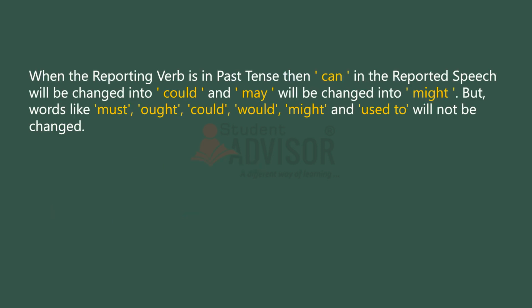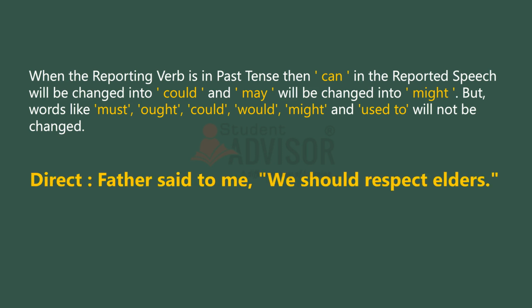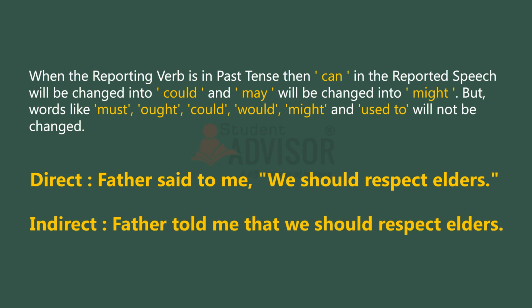When the reporting verb is in the past tense, then can in the reported speech will be changed into could, and may will be changed into might, and used to will not be changed. Like, direct. Father said to me, we should respect elders. Indirect. Father told me that we should respect elders.